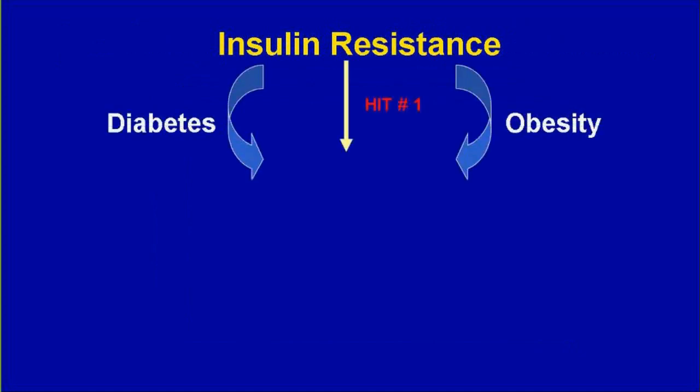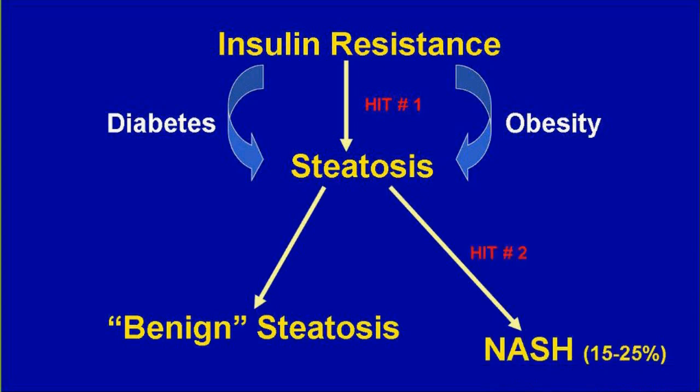So really, the way that I look at this is the principal primary involved event here of metabolic syndrome in fatty liver is insulin resistance. And again, this is hit one: diabetes, obesity, hyperlipidemia. And then a certain group goes on to get this benign NAFLD, and then some other group gets this second hit, which we'll talk about, and goes on to NASH.